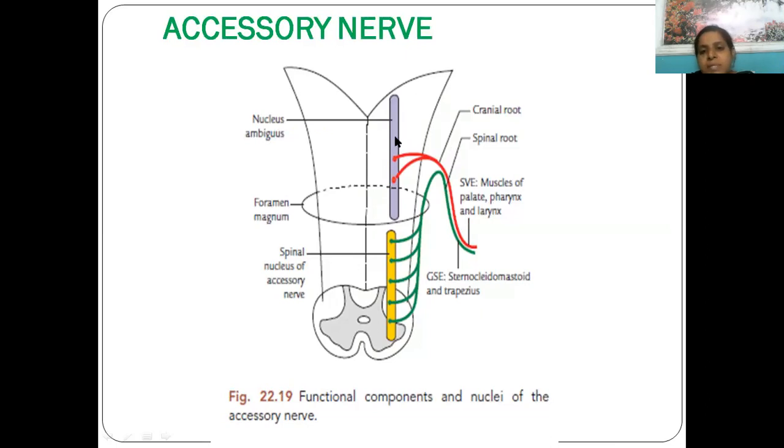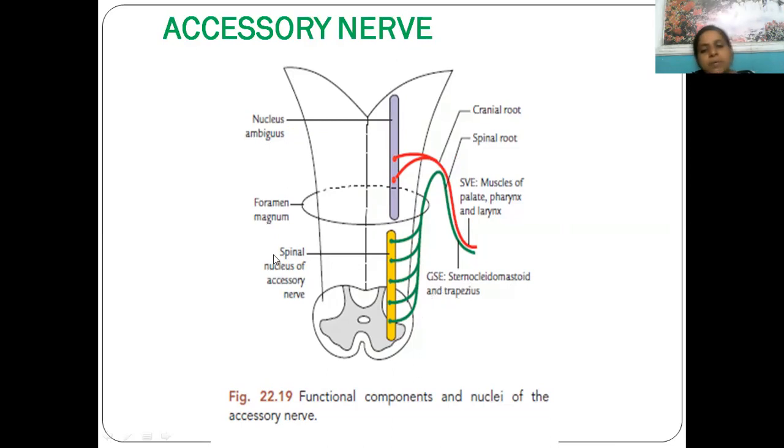Above this, we will see the vagus nerve, and below this, we are finding the accessory. So the accessory's cranial part is distributed through the vagus, and this is the spinal part, which is coming from a long, lengthy root of origin. The fibers are general somatic efferent, supplying sternocleidomastoid and trapezius.